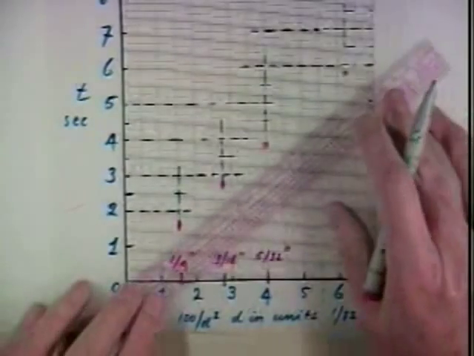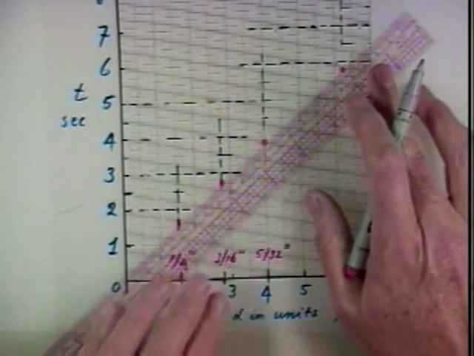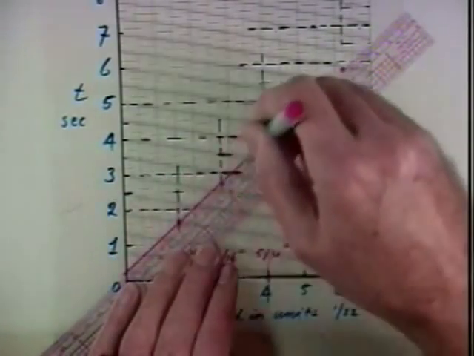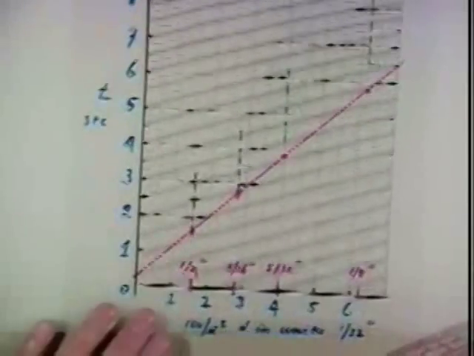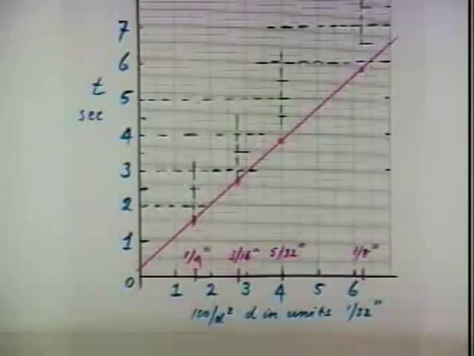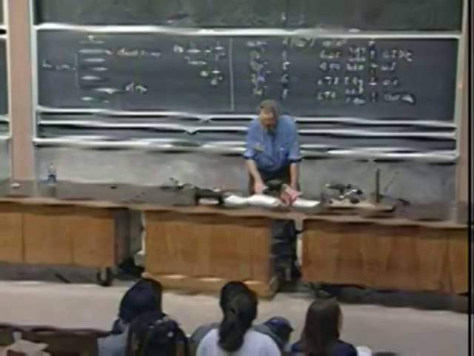Now, is this a straight line, or is it not? A gorgeous straight line. And so you see you are really working here in the regime where the terminal velocity is proportional to the radius squared. Okay, we'll give you your lights back.